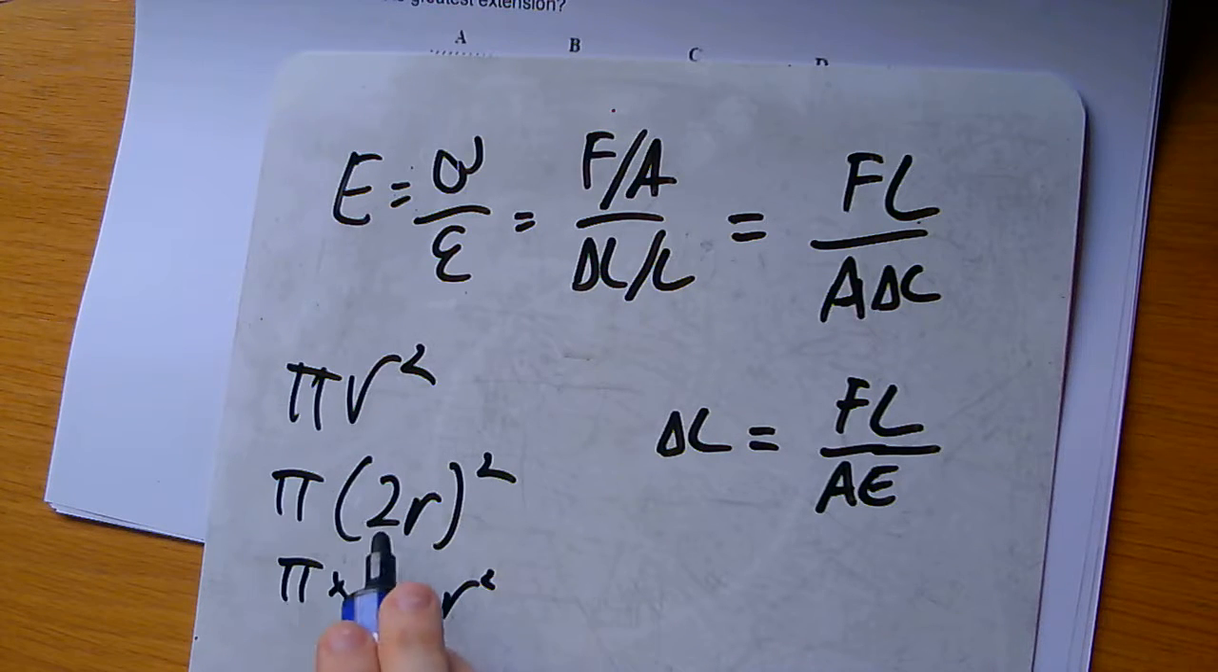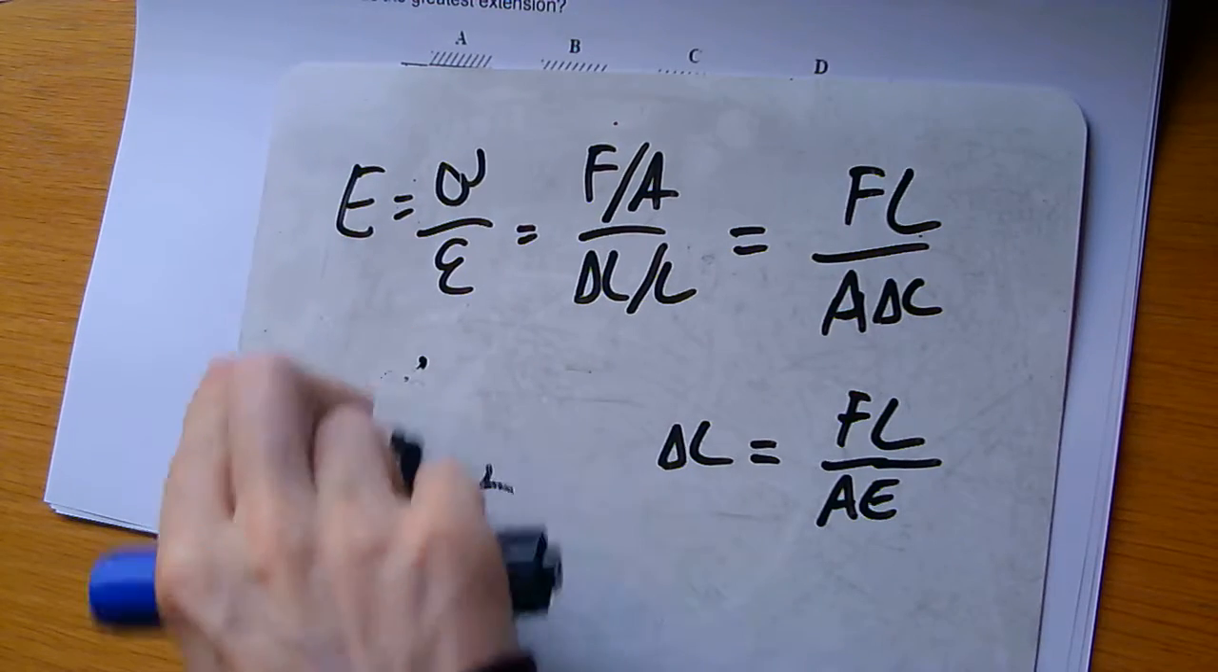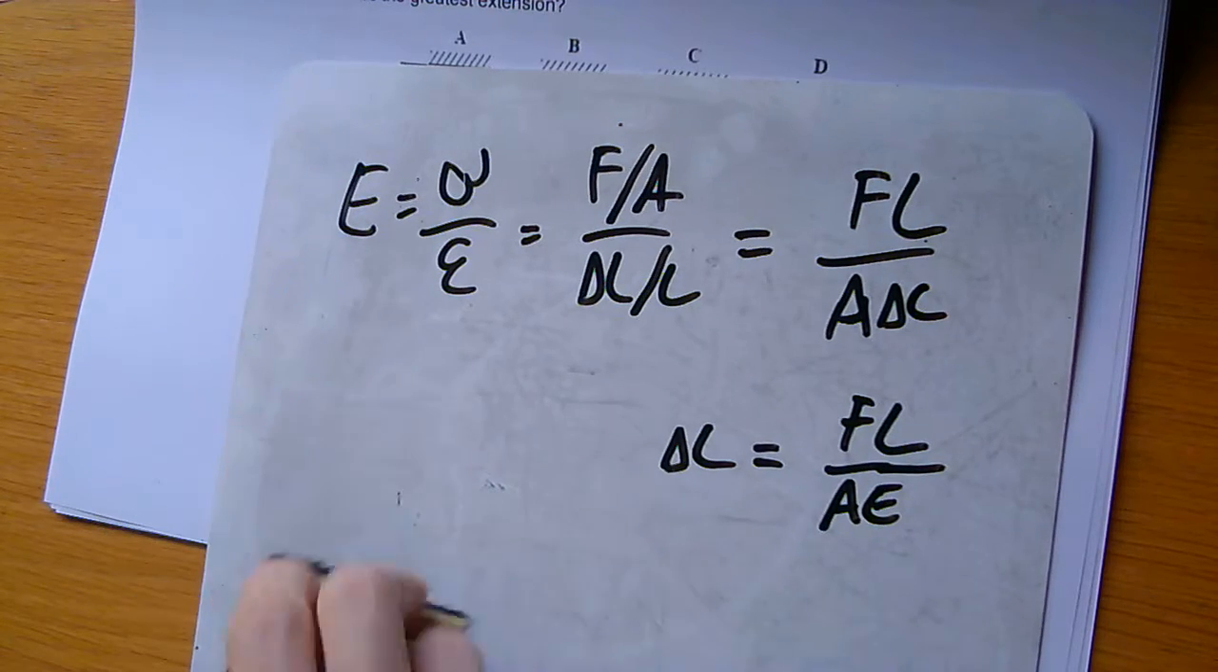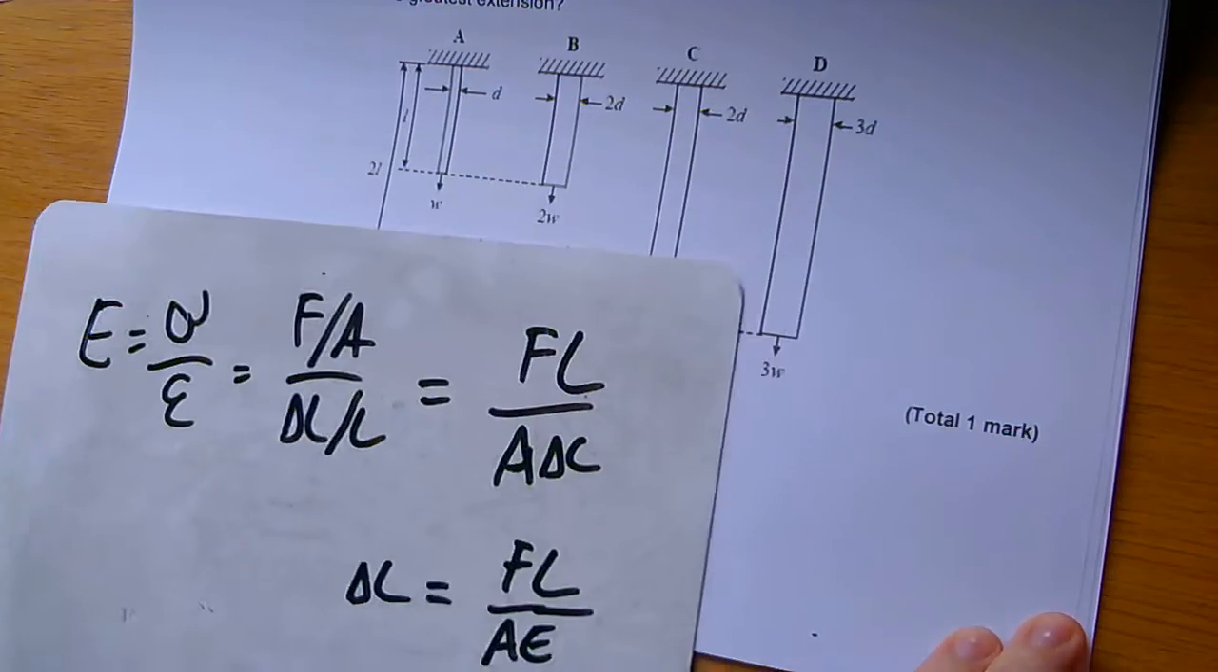So if you double the radius, you quadruple the area. That's something that we've seen several times before, and it's going to be that fact that's going to help us to work out what the answer is. So let's go for it.